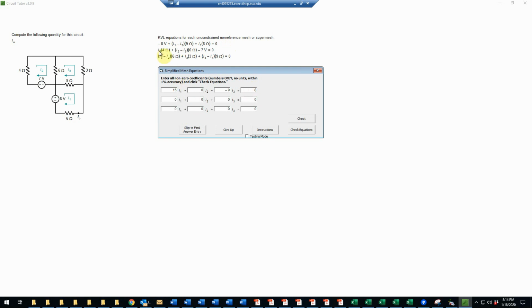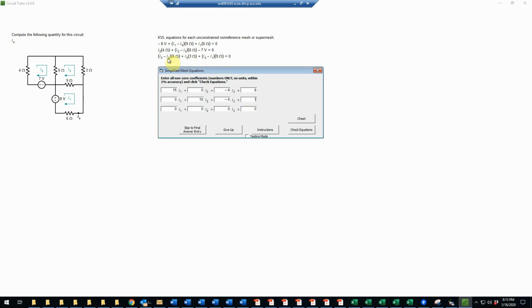Then for the second equation, we don't have any I1, so that'll be 0. I2 is multiplied by 4 and also by 6, so that adds to 10 I2. And then I3 here we have minus 6 I3. And then the constant will be the 7 volts from the voltage source that gets brought over to the right-hand side. So we added 7 to both sides.